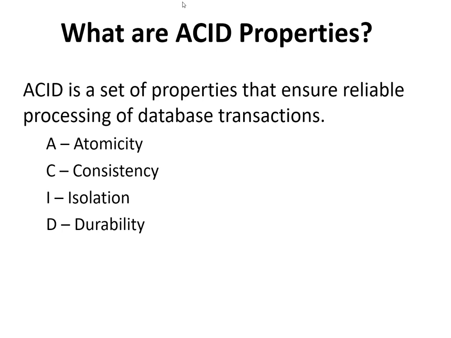Transactions are fundamental operations that allow us to modify and retrieve data. However, to ensure the integrity of a database, it is important that these transactions are executed in a way that maintains consistency, correctness, and reliability, even in case of failure. This is where the ACID properties come into play. ACID stands for atomicity, consistency, isolation, and durability. ACID is a set of properties that ensure reliable processing of database transactions.